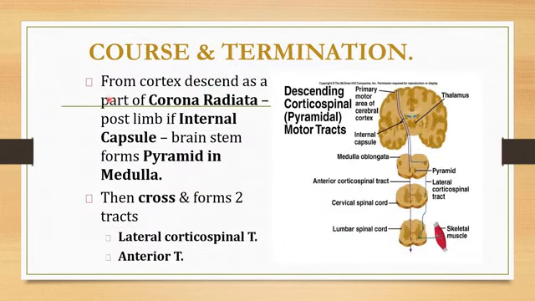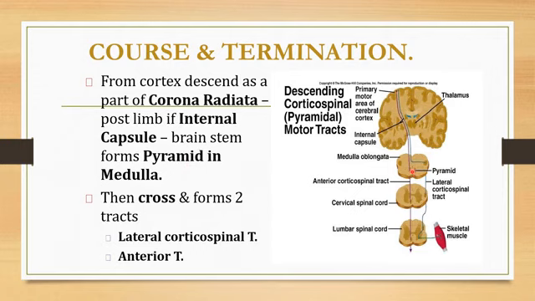Now the course and termination from the cortex. From the cortex, the fibers descend as part of the corona radiata. Corona radiata means the fibers in subcortical areas appear in a radiating pattern, like a corona. They pass through the posterior limb of the internal capsule and then in the brainstem, they pass through the pyramidal structure. Here you can see the pyramid in the medulla.